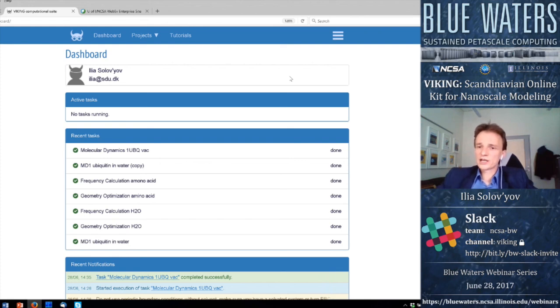The dashboard is basically a summary of your different computational projects. Depending on the different computational tasks and projects that you set up in Viking, this dashboard will actually expand and will contain more information.